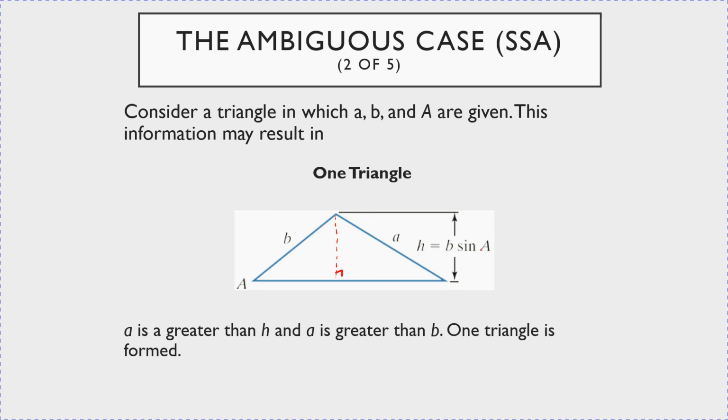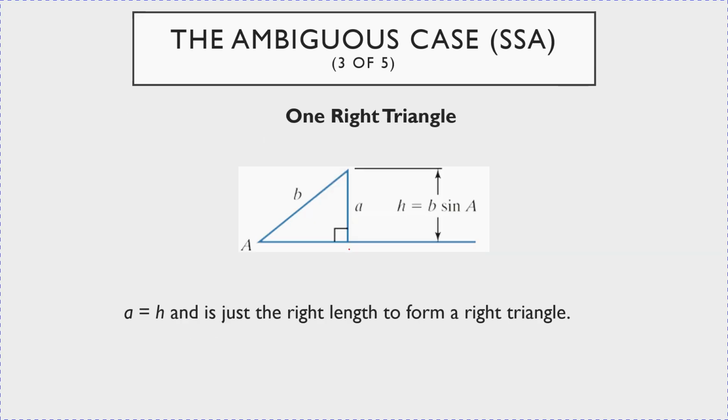So you could use your right triangle trig to get the height here. This is the case where you get one triangle and it solves out and works fine, and that's wonderful. You can get one right triangle additionally if a is equal to the height, and then you really just have a right triangle.